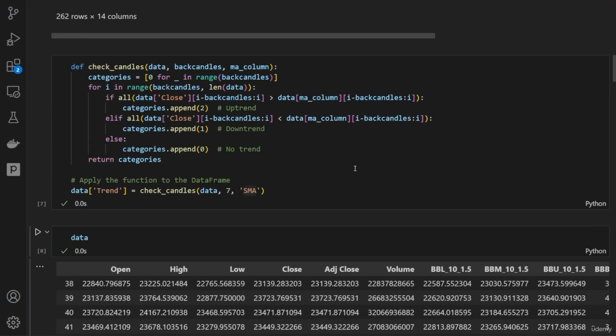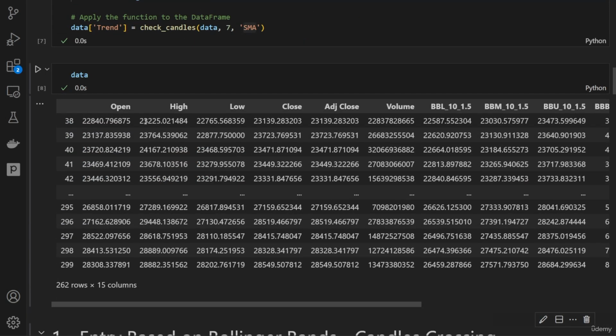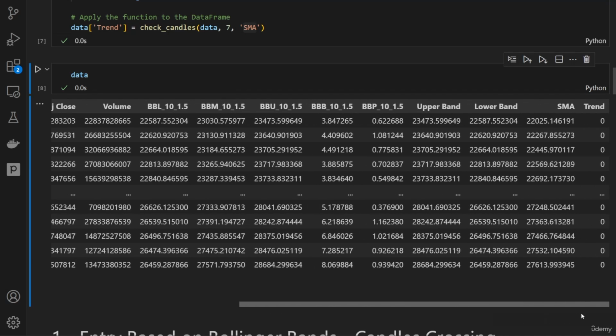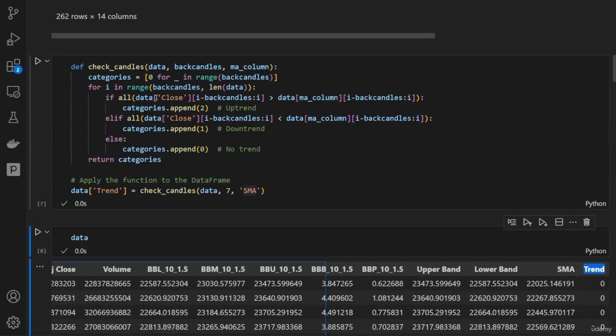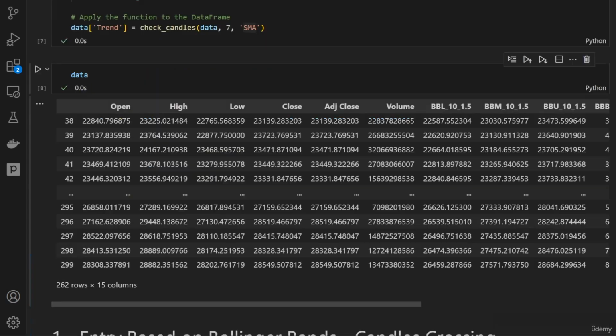So now we can check the content of the data frame again. We have the open, high, low, closing price, the adjusted close, the volume, and any other columns that we already had. And now we have an additional column, which is the trend, where we have 3 values for 3 different categories: 0, so no detected trend, 1 for a negative detected trend or a downtrend, and 2 for an uptrend detected using this function, which is checking whether the candles are above or below the curve of the moving average.